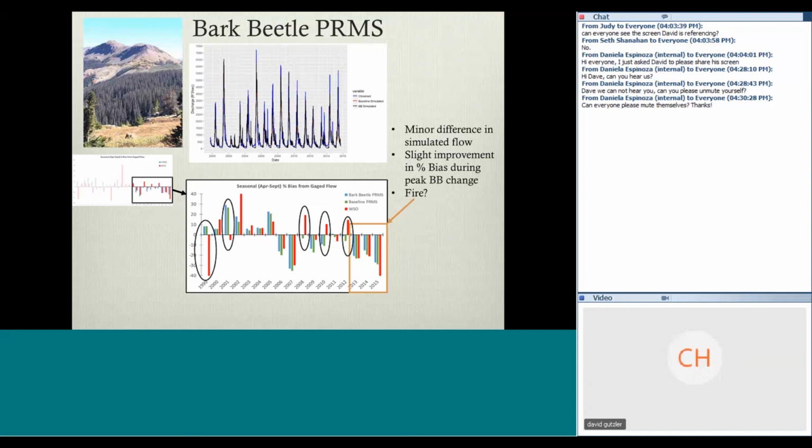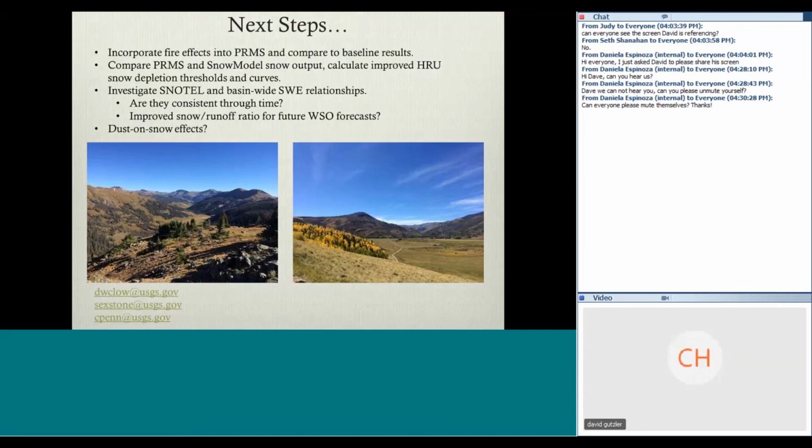Another thing to point out is there's these years where overall the water supply outlook and bias in the PRMS model are pretty consistent in, at least, the direction of their bias, but there's these several years where they deviate, and so we're starting to look into that and what factors might be causing that deviation. And so our next steps with this project, like Graham mentioned, we're in the middle of it right now.